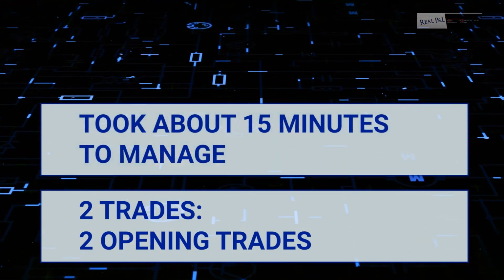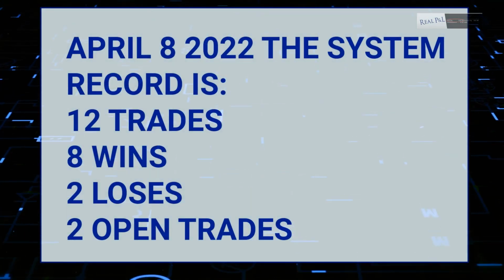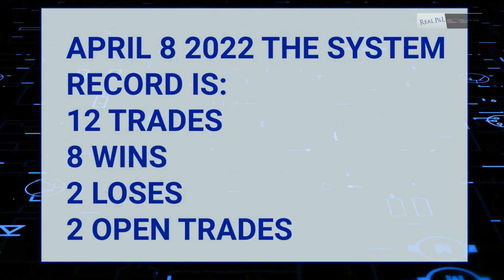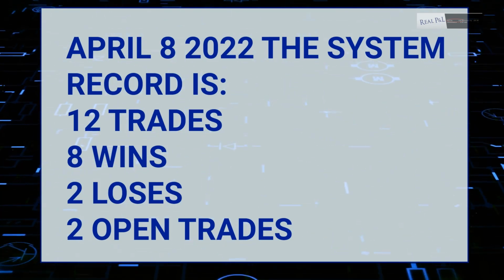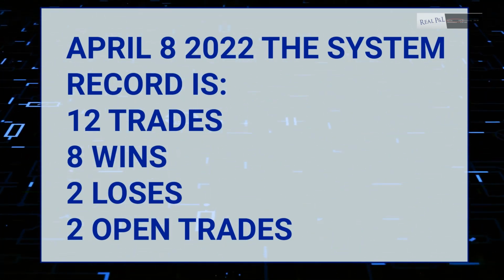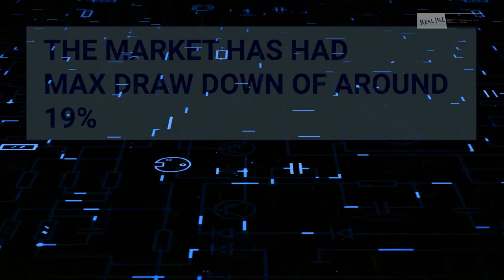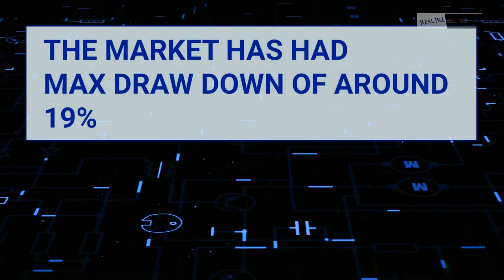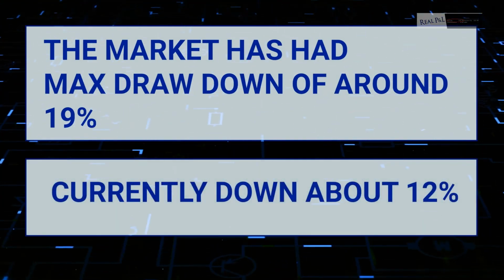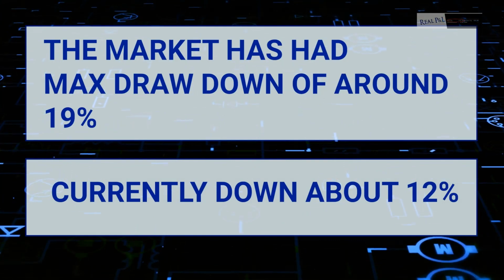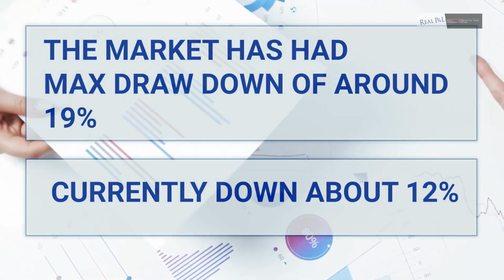And so far, since the trade inception on April 8, 2022, the system record has 12 trades with 8 wins, 2 losses, and 2 current open trades, with an approximate max drawdown of 4% from peak to trough. Now the market has had a maximum drawdown of around 19% and is currently down around 12% since April 8th. And that's when I started the Premier Level 5 trade system.